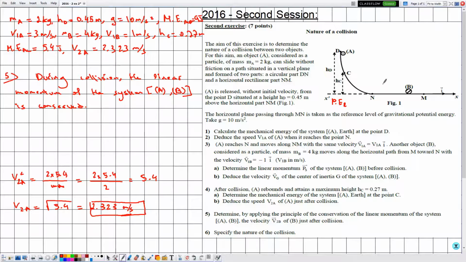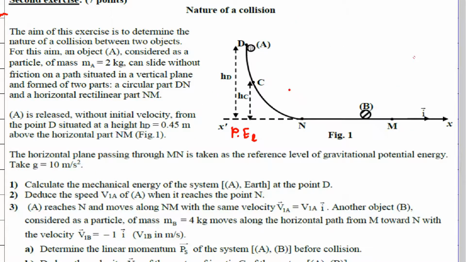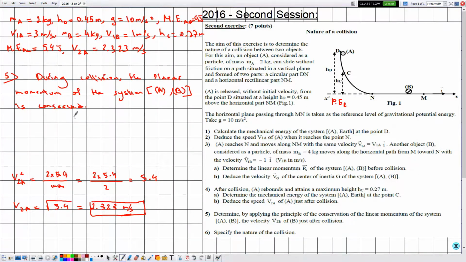So let's do a recap about what's happening during collision. So previously A reaches the point N from D and it collides with B. So this is A. So previously A was moving with the velocity v1A, and B was moving from M to N with the speed given by v1B. So in this case, let me say that the initial linear momentum of the system is equal to the final linear momentum of the system.